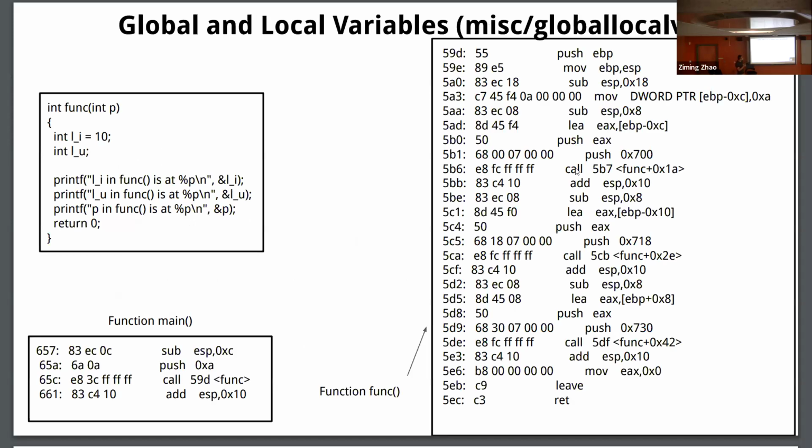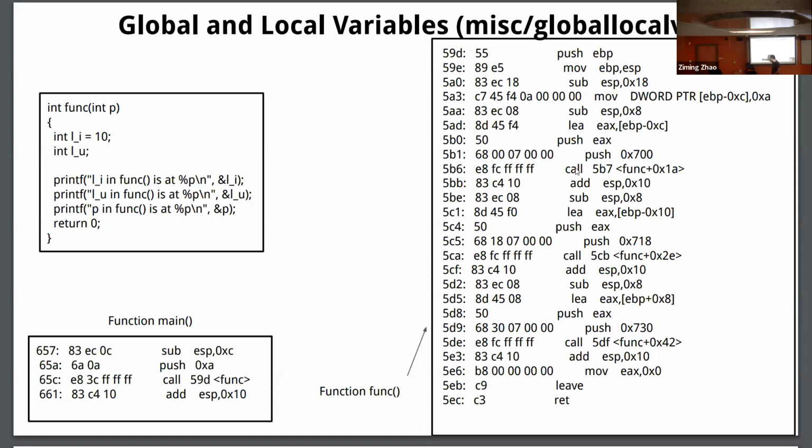So this is an example you already saw before. This one has a global and a local variable, and this is a simple function. It has two local variables. Then this is the main function. The main function is actually very short. It will subtract something from the ESP, right? It's reserving some space for local variables.